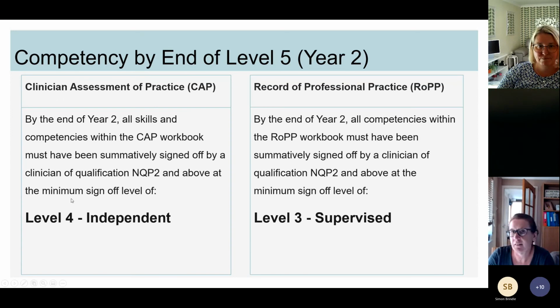So as I've already said, this is the kind of evidence levels that we expect by the end of year 2. So level 4 for their CAP and level 3 for their ROPS. Okay, so that's just a reminder there.